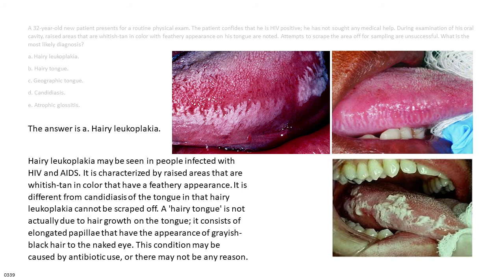The answer is A. Hairy leukoplakia. Hairy leukoplakia may be seen in people infected with HIV and AIDS. It is characterized by raised areas that are whitish tan in color that have a feathery appearance. It is different from candidiasis of the tongue in that hairy leukoplakia cannot be scraped off.